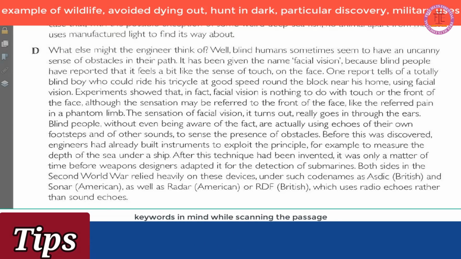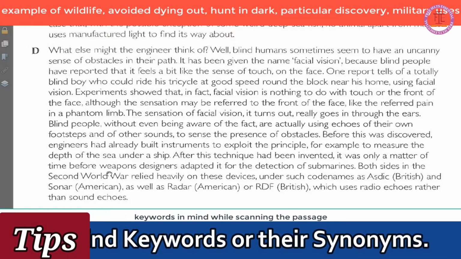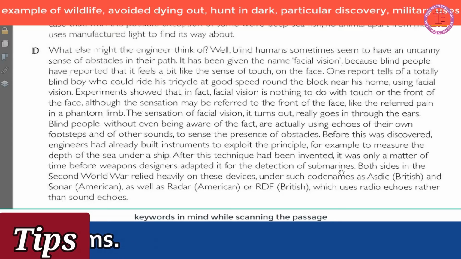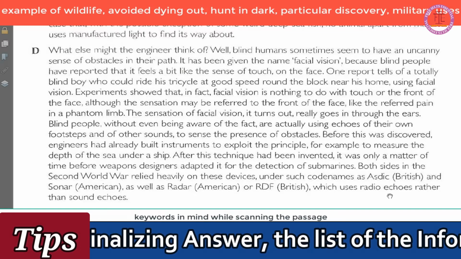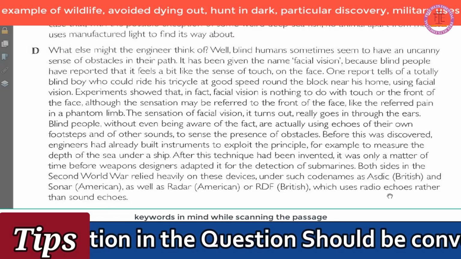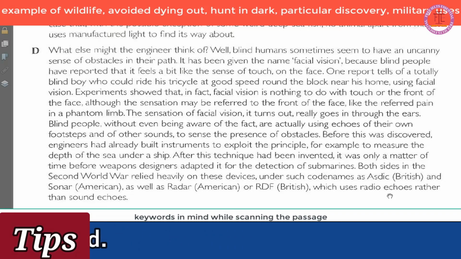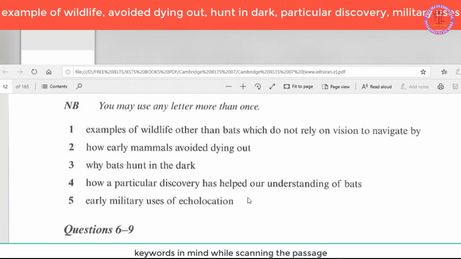Look at this: before weapon designers adapted it for the detection of submarines. Okay, and they use what, radio echoes rather than sound echoes. So this is the basic information that is given, and the answer to question number 5 is D.